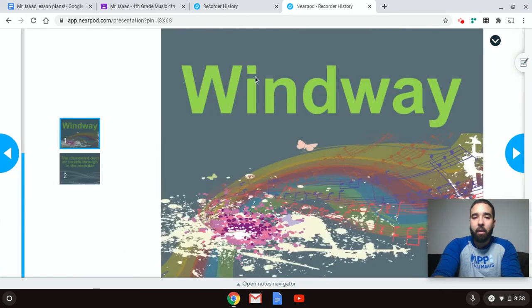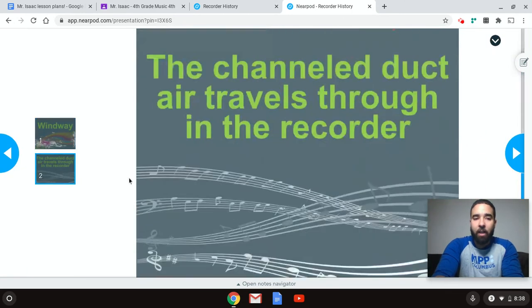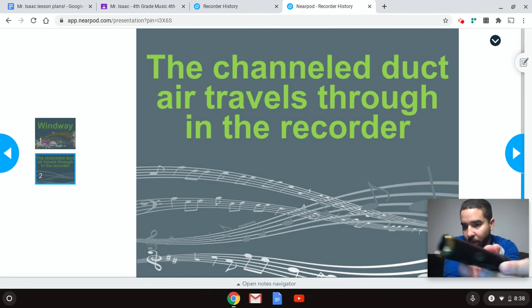Next slide. Windway: the channeled duct air travels through in the recorder. You see here, this duct goes through, and then there's a hole all the way through the instrument. As you can see, it's hollow in here. The hole all the way through the instrument helps you play, and the wind goes all the way through.